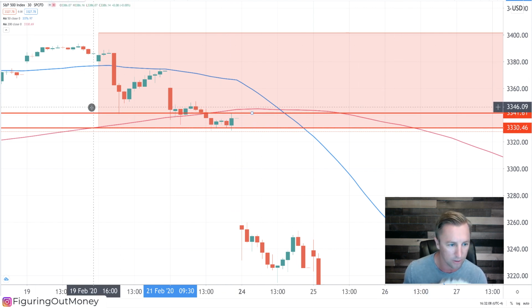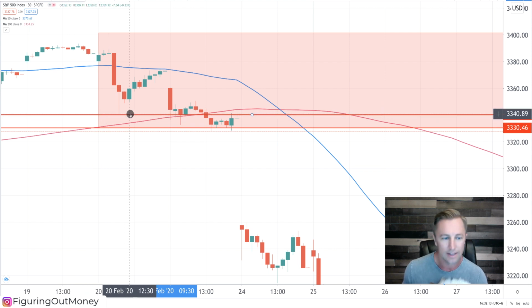Let me move it down just a little bit. Maybe it might go a little bit higher. Let's call it 33.40. That level is going to be an area of resistance to keep an eye out heading in.